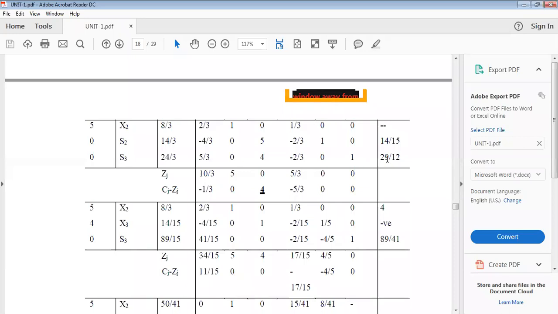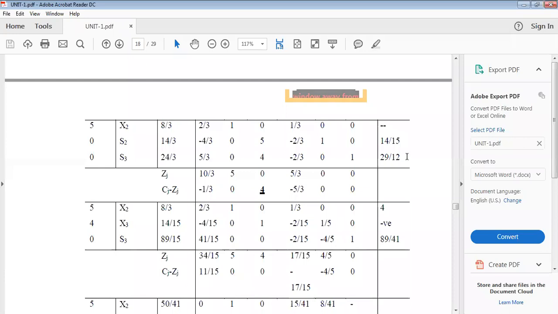So something is wrong in this particular case. 14/3, it's okay. 14/3 divided by 5 is 14/15. 24/3 divided by 4. It is 24/12, or else it may be 29/3. You have to check it. If it is 29/3, you will get 29/12. So these are the values.